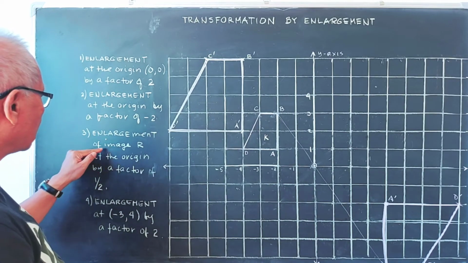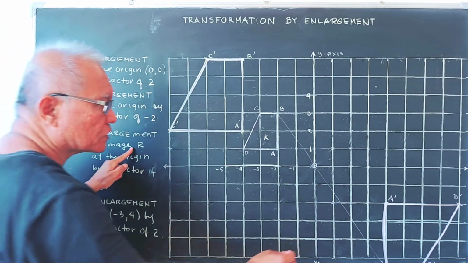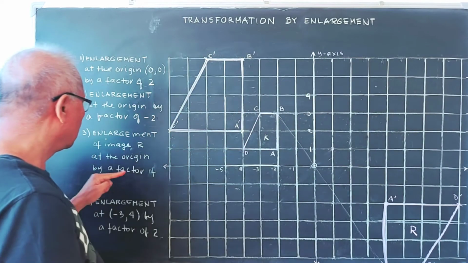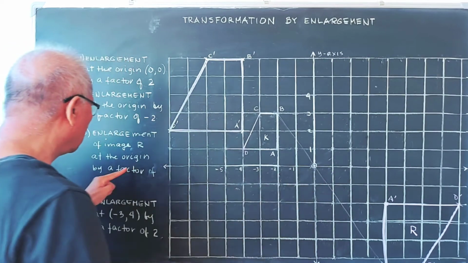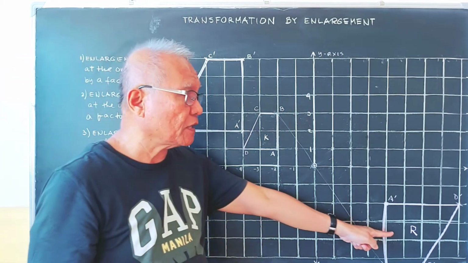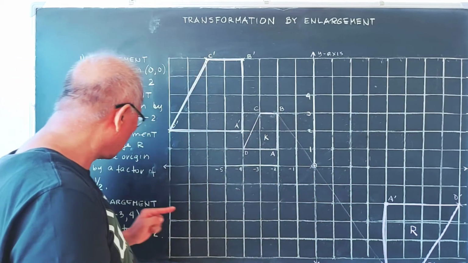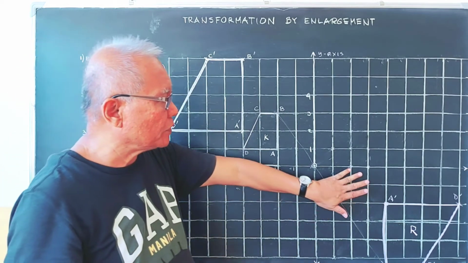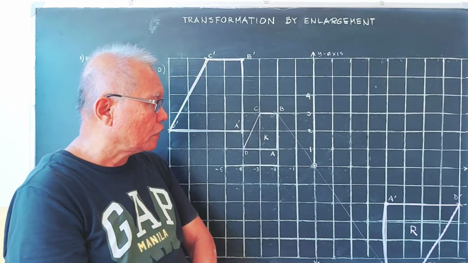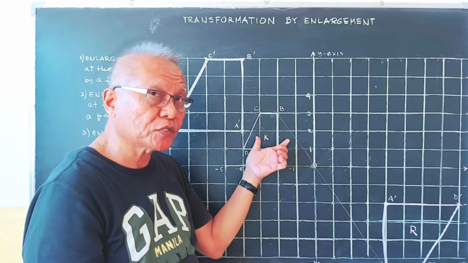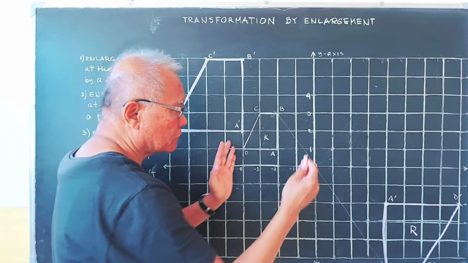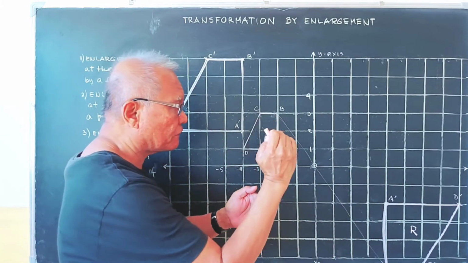Next, enlargement of image R. Now let us call this one image R. That's image R. The origin here, by a factor of 1/2. 1/2 means this one will become smaller, and because this one is positive, the image will be somewhere here, smaller, here, on the same side, because that is positive. If that one is negative, then we will form here, but usually they have positive. So 1/2 means we are going to have horizontal and vertical cut into half.